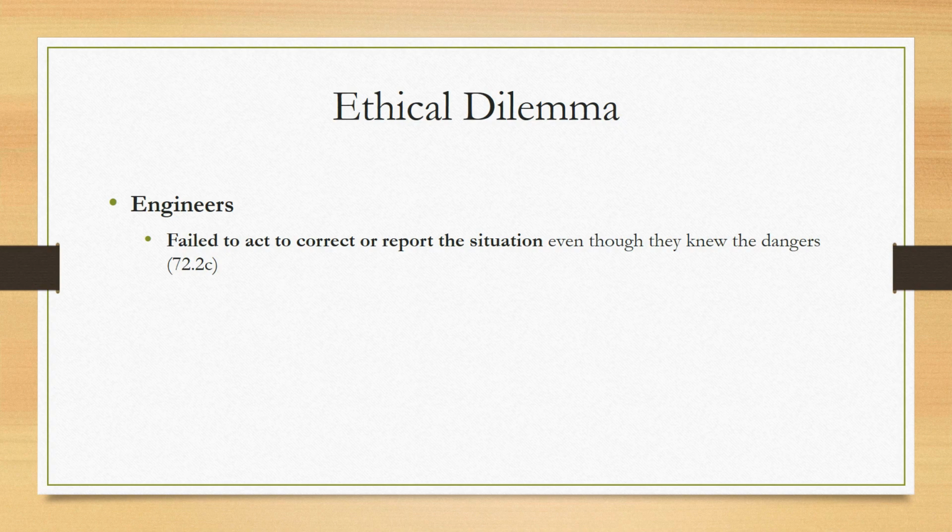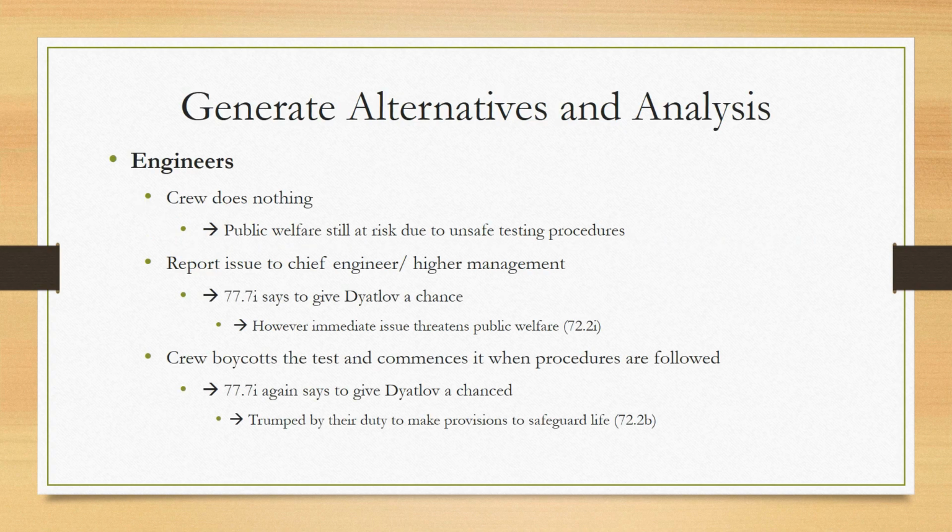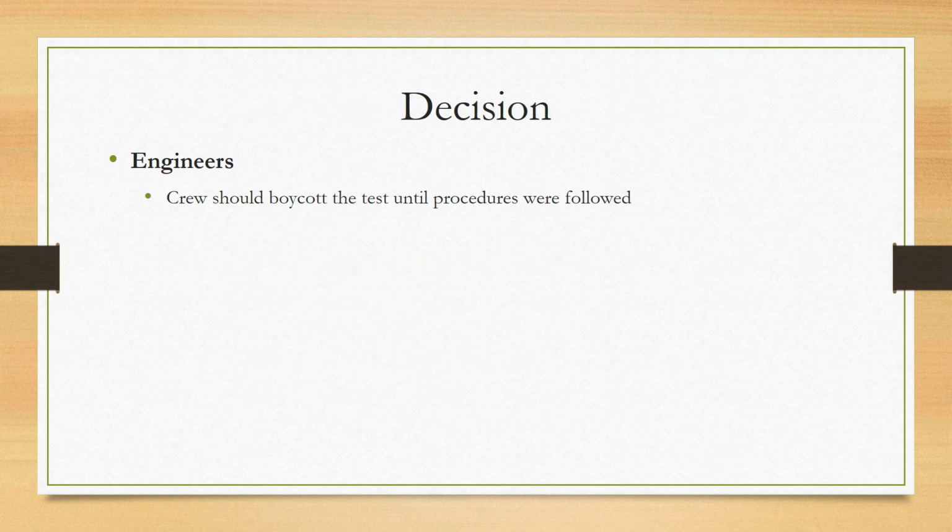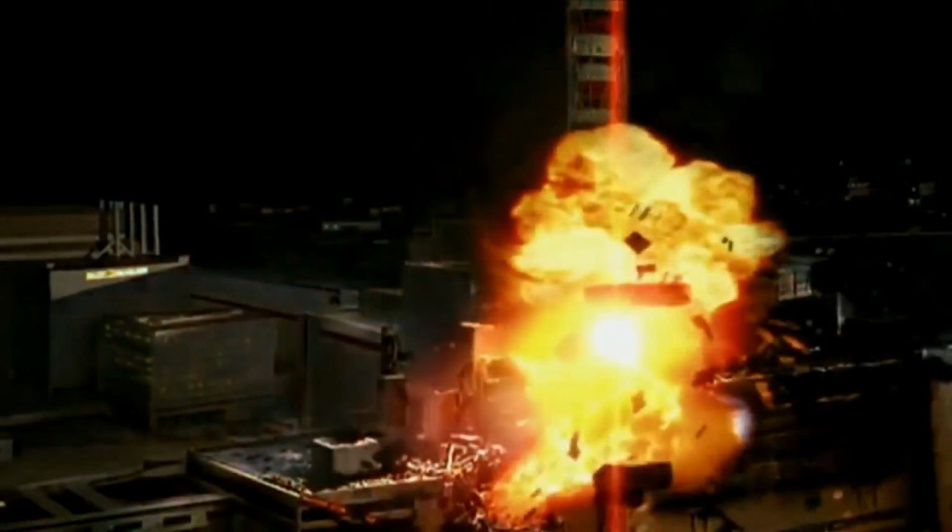We know Dyatlov was hell-bent on doing the safety test at a power under the required limit. His staff disagreed with him, and they had many alternative options. They could do nothing and let Dyatlov have his way, they could report the issue to higher management, or they could boycott the test until Dyatlov complies with the regulation. The best decision would be to boycott the test, but instead they let Dyatlov run the test at low power. Because the test was at low power, the reactor became unstable and imploded.